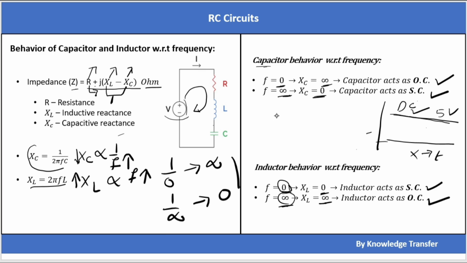If you have a signal with an abrupt transition from t equal to t minus to t equal to t plus, that means the signal is constant at some V1 value until t equal to t minus, but at t equal to t plus the signal suddenly jumps to some V2. That means there is a sudden transition between t minus and t plus, and you can say the frequency of the signal is infinity. Let's see some examples.